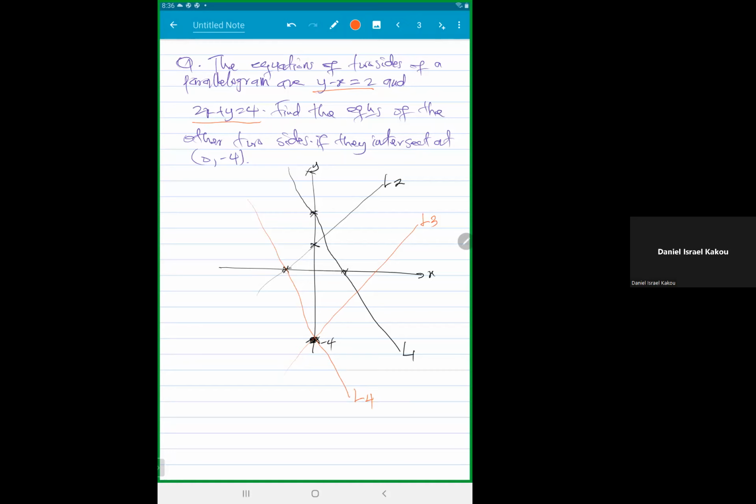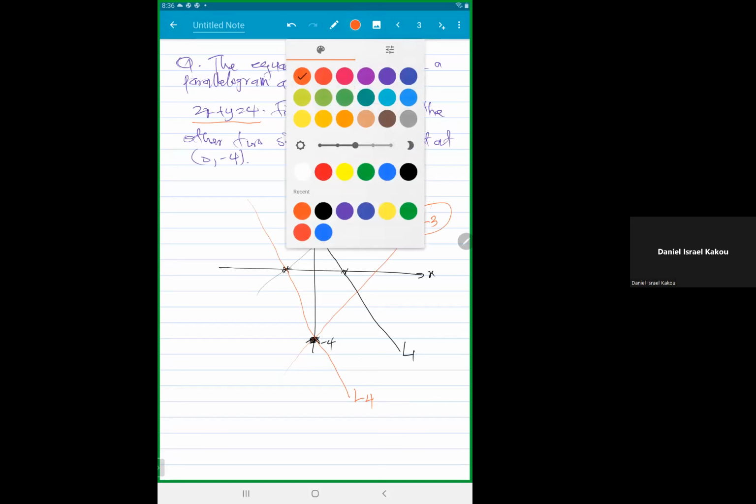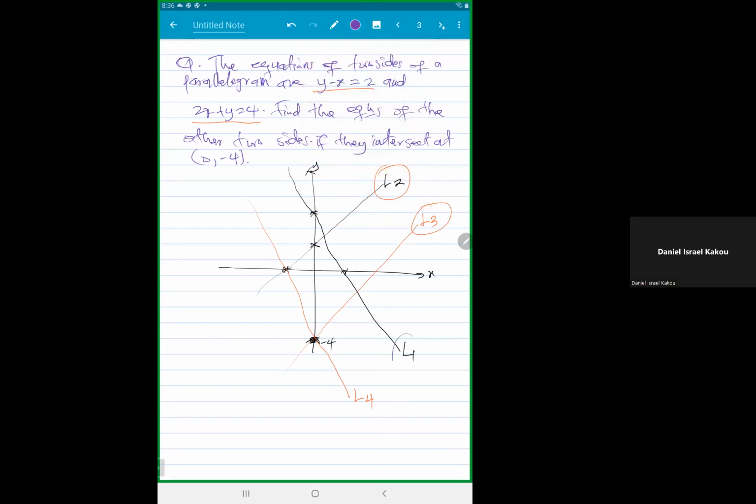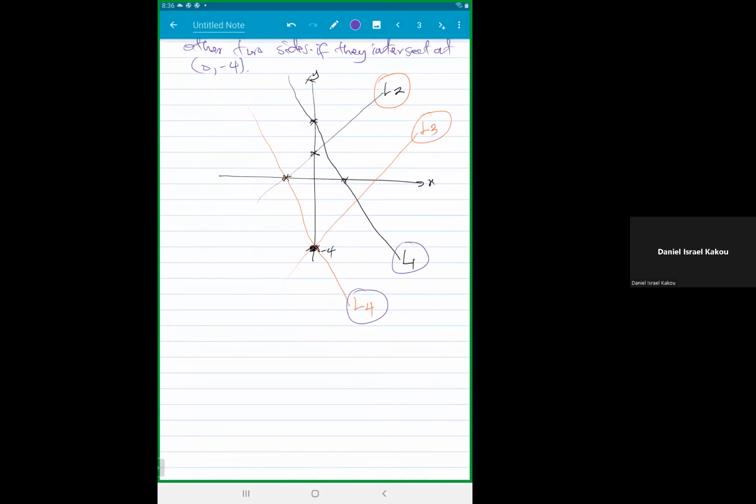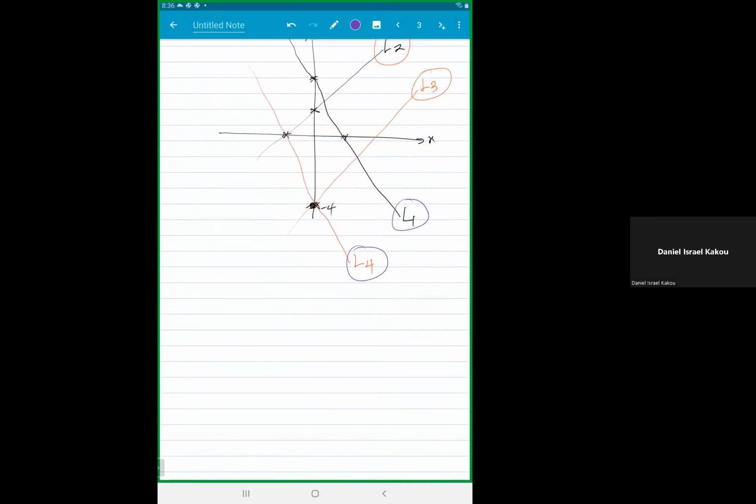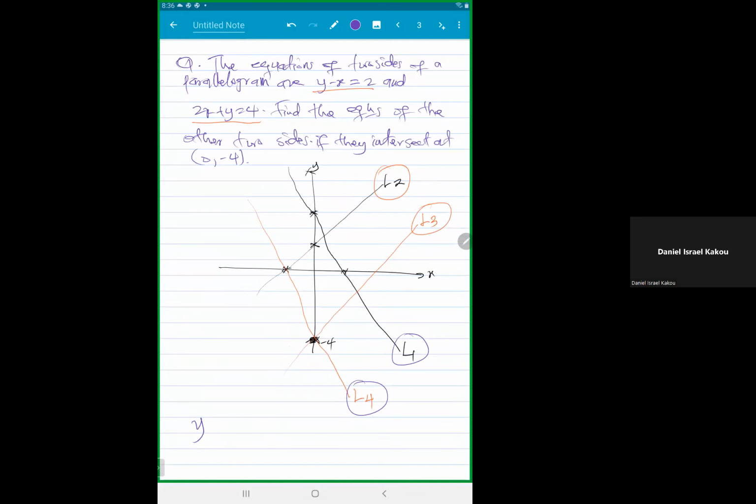So we are basically finding L3 and L4. And because we know it's a parallelogram, we know that the gradient of L2 is the same as the gradient of L3. And we also know that the gradient of L1 is the same as the gradient of L4. And we have the equations of the lines already, so we can easily tell what their gradients are, right? So now I have y, so the gradient of L1.